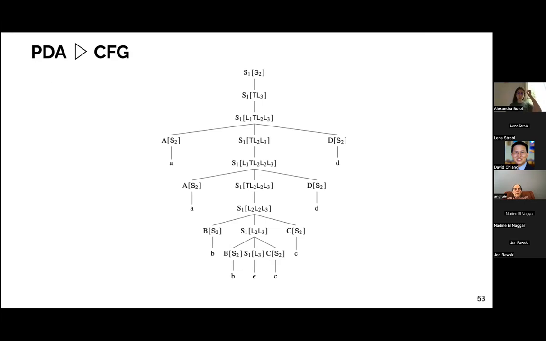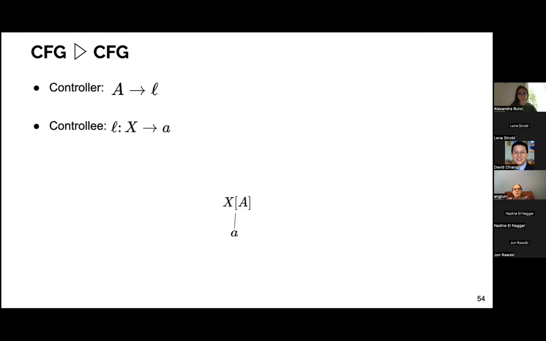And this one is a full derivation of the string A, B, B, C, C, D, D in a configuration of a CFG that's controlled by a PDA. And if you are familiar with linear index grammars, this tree looks exactly like a derivation tree of a linear index grammar.